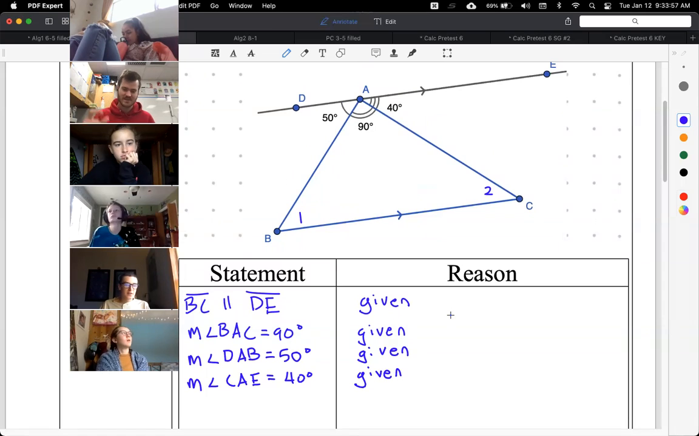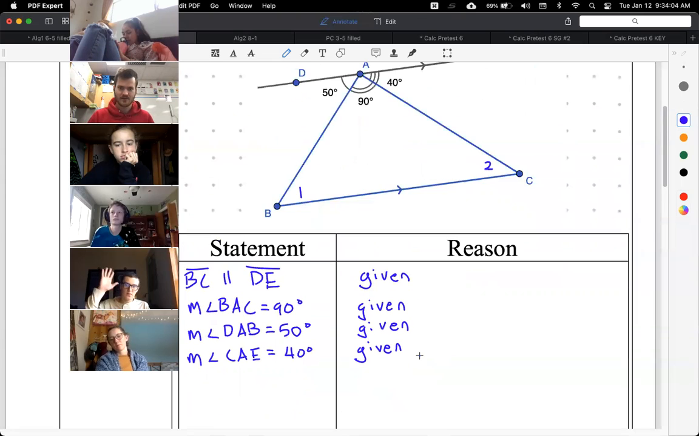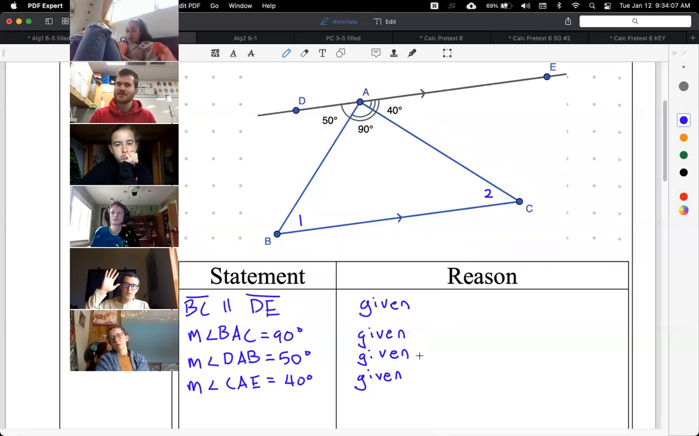Time to do the hardest part, the why. How do you connect this to the fact that there should be 180 degrees for the interior angles? I'll give you guys some time to think, but it's stuff that we've already talked about before. There's nothing super brand new here. Some of the theorems that we've used in a few lessons ago, we're gonna use right now.